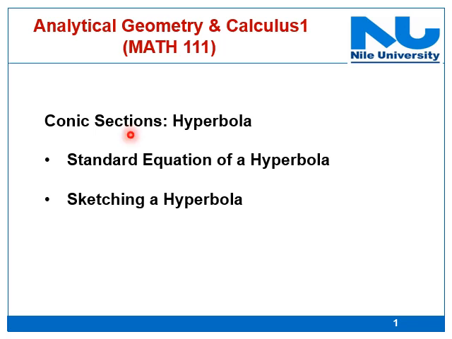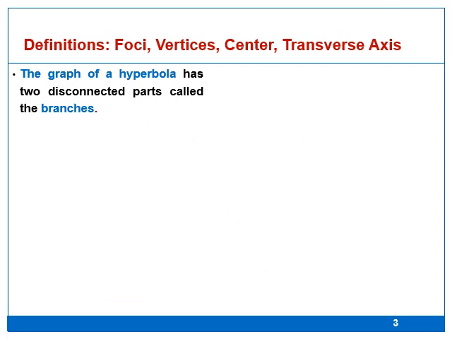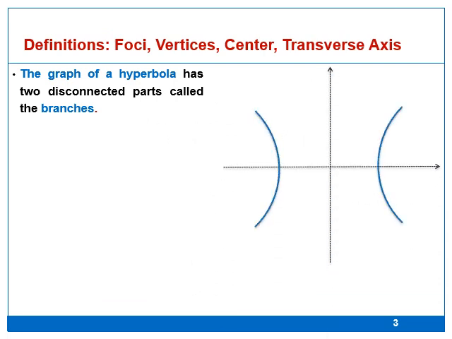In this lecture, I'm going to present the hyperbola, focusing mainly on how to sketch it. As you remember, the hyperbola is obtained at the intersection between a double cone and the plane that's parallel to the axis of symmetry of the cone. These two branches form the hyperbola. As you can see, the hyperbola consists of two disconnected parts.